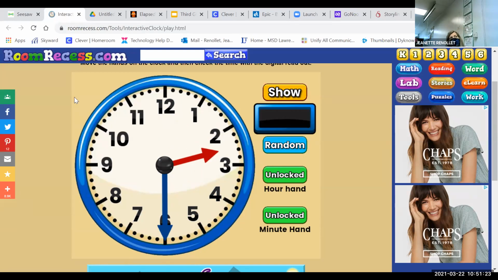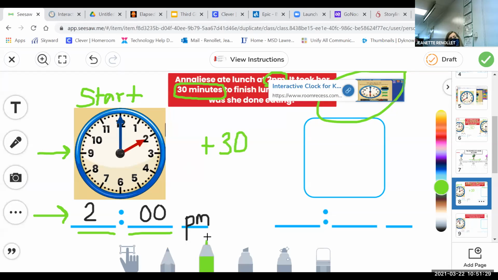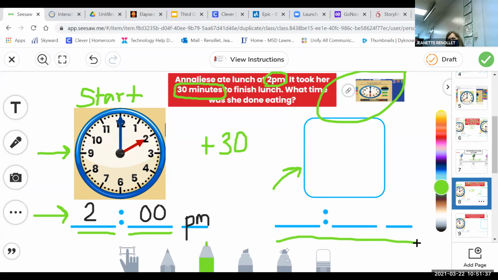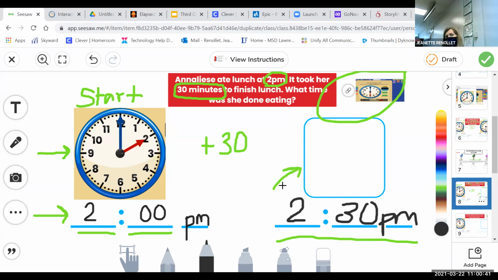Now I can take a picture of my clock, put it on my Seesaw task, right where the box is, and write what time the clock shows. I want you to finish that on your own. I'm coming around to check to see how we are doing. Slide 8, you should have recorded 2:30 p.m. because it took her 30 minutes to eat. And you should have put your picture proving it right here.